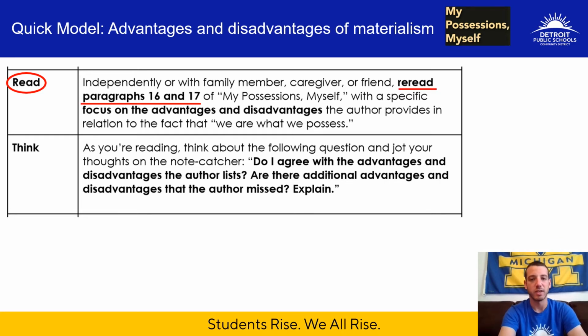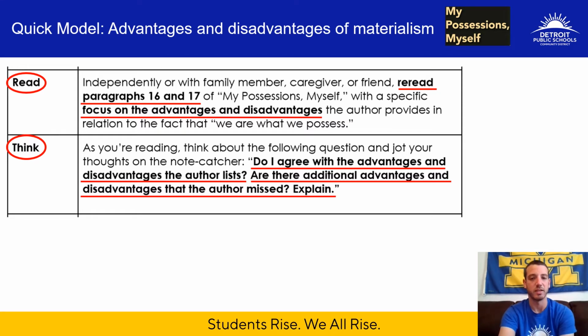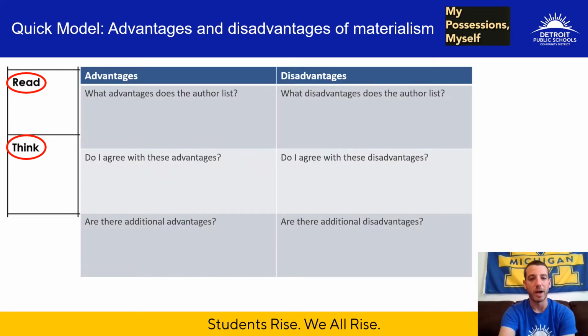So for the read section today, you have to reread just paragraph 16 and 17. And focus on the advantages and disadvantages, because that's where they're first introduced. They're actually the only time they're introduced in the text. And then for the think section, you have to think about the following questions. Do I agree with the advantages and disadvantages the author lists? Are there additional advantages and disadvantages that the author missed? Explain.